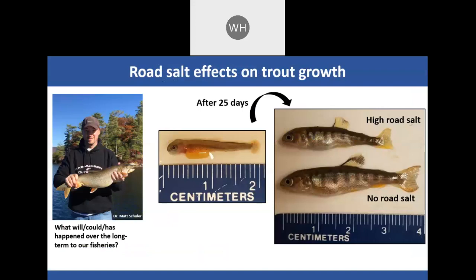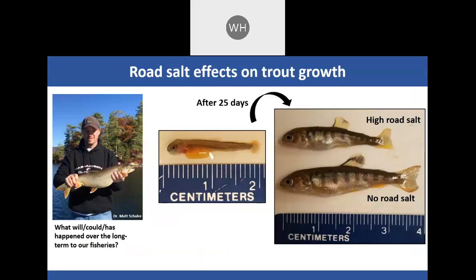We've done some experimentation just on rainbow trout, and rainbow trout are technically a Pacific salmonid species, right? They should be able to tolerate high salt concentrations, but when you hit them with salt during the younger stages, so what we see in the center here is what we would call an alevin, and then they grow, we found that after 25 days of exposure to high road salt concentrations, they're about three-quarters of the size of their brothers and sisters that have not seen any road salt whatsoever.